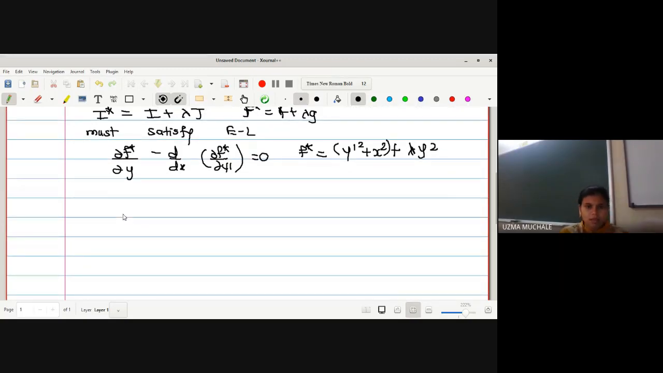Now let us evaluate this Euler-Lagrange equation. F star with respect to y: the derivative is lambda times 2y, because there is no term of y in the first part, minus d by dx of the derivative of f star with respect to y dash, that will be simply 2y dash, no other terms involving y dash.